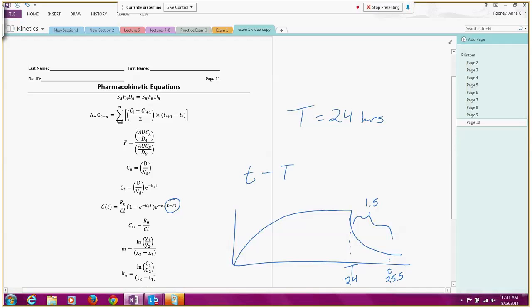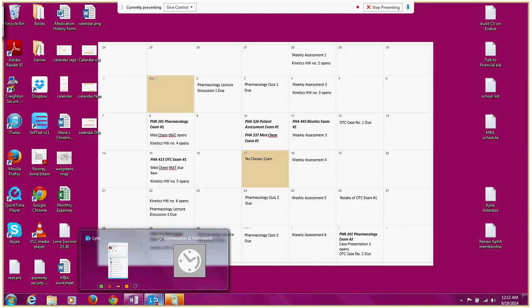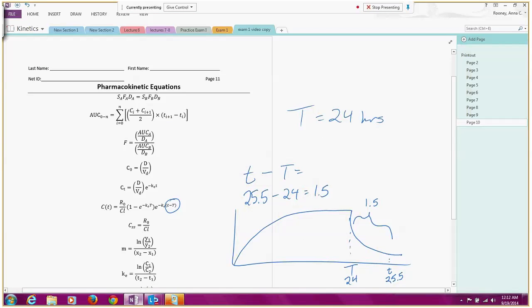Did we need to find that out? No, because what we needed was the difference between those two. So the difference between those two is 1.5 hours. So we never even needed to do any of that math. I hit something and it has touch enabled, so I turn off touch enabled. You don't need to do that. It's just silly to sit there and add 1.5 and then realize you take away 24 and find 1.5. So none of that is necessary.